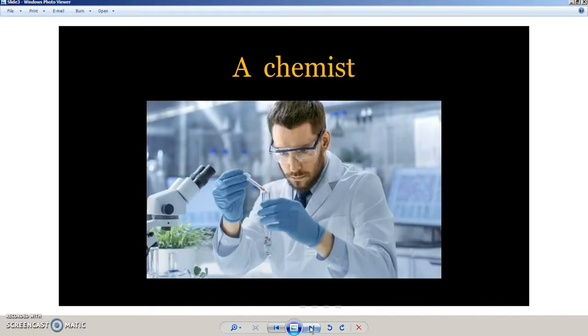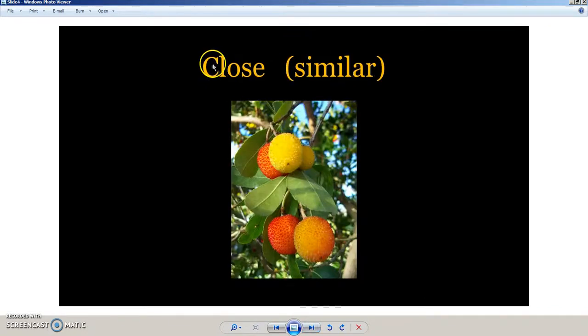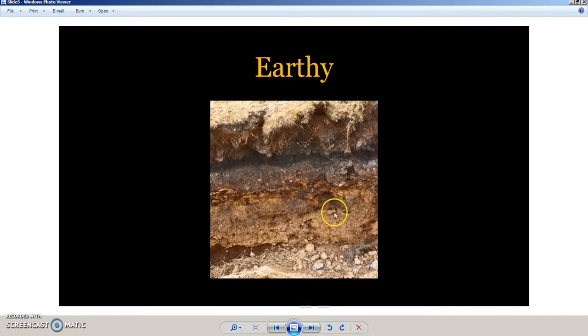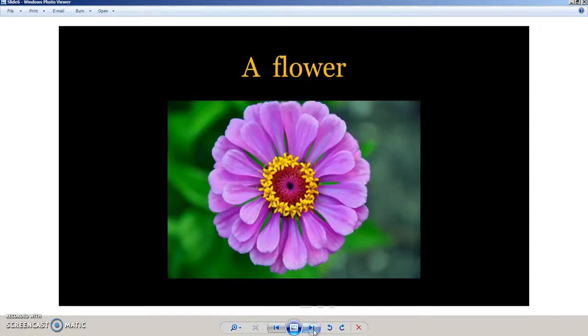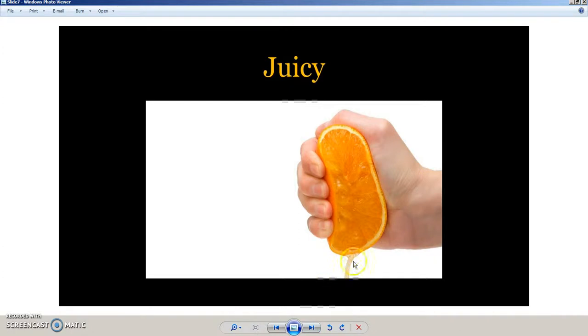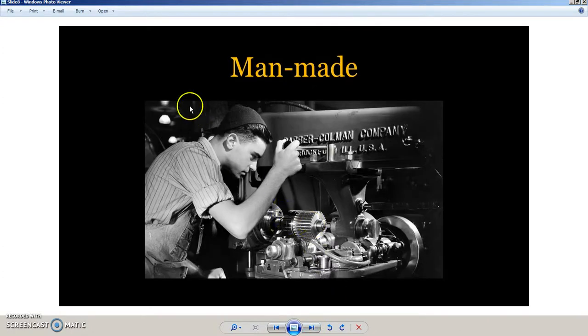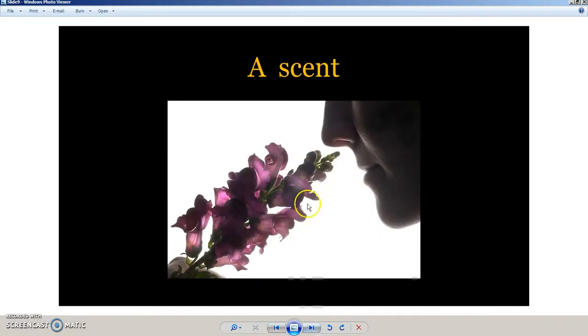A chemist is the person working in the lab, as I said before. Here the word close means similar. They are similar in shape, similar in flavor, earthy, flower, juicy. You can see this coming out of the fruit. Man-made, that means the man is making and inventing and producing something.